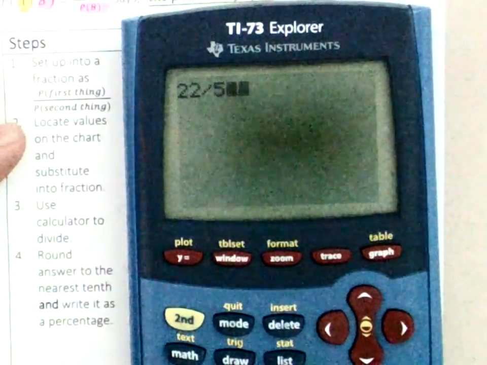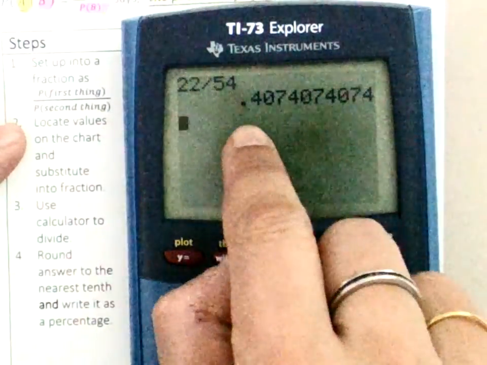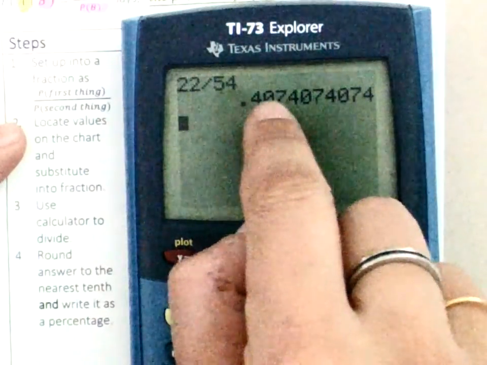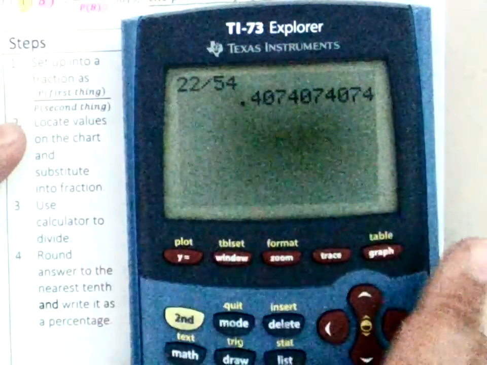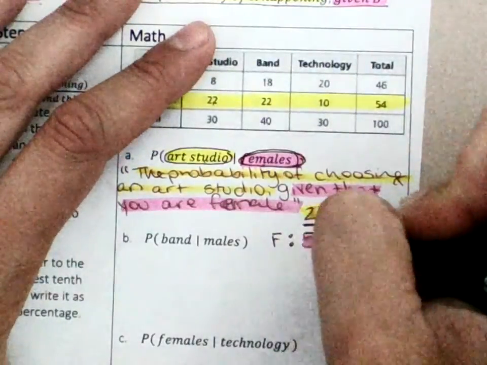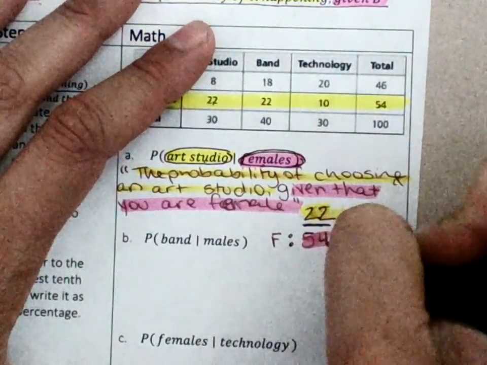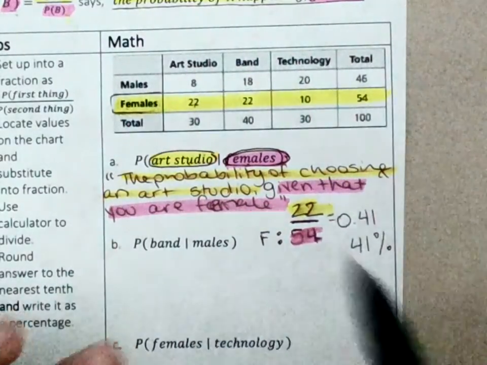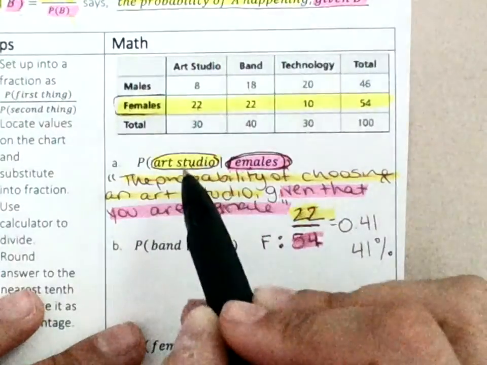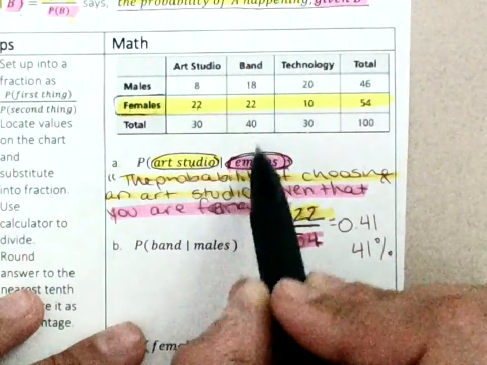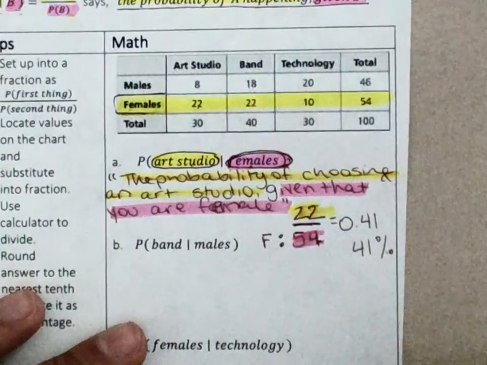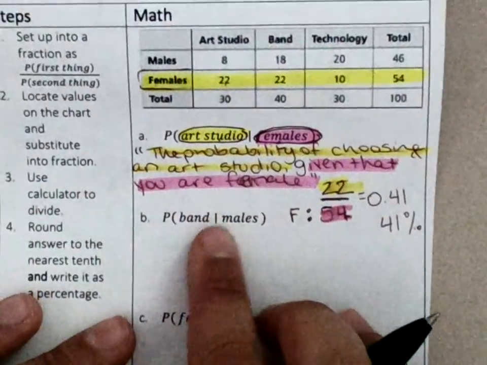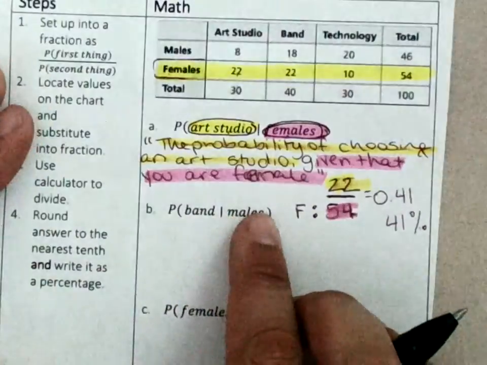As a decimal, that would be 0.41. The 7 rounds 0 up to 1. Or 41%. So the probability of selecting an art studio, or someone who's chosen an art studio, given that they're female, is 41%. The next one we're going to focus on is band given males.